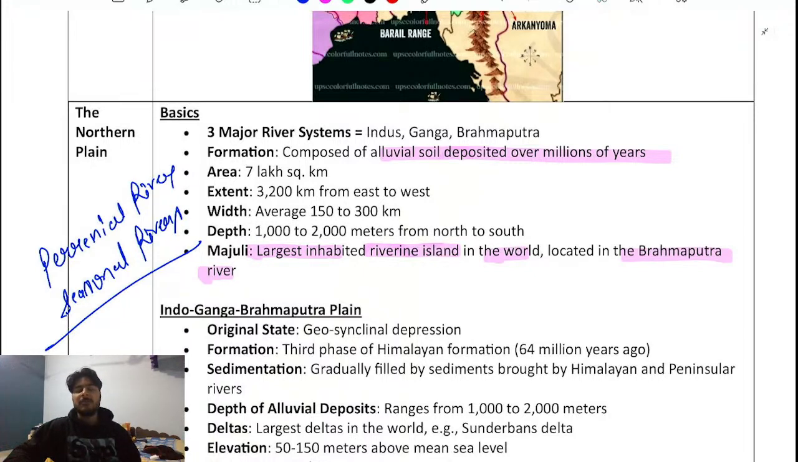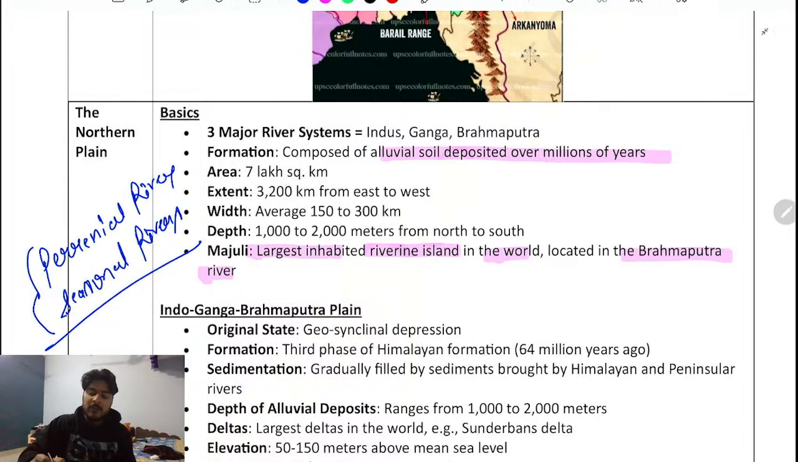Seasonal river, what is that? For example, most of the South Indian rivers are seasonal. They depend on precipitation. If there's precipitation, they will have enough water. If there's no precipitation, the river will be dry, just like it is right now. Clear? So this is the difference between perennial and seasonal rivers.